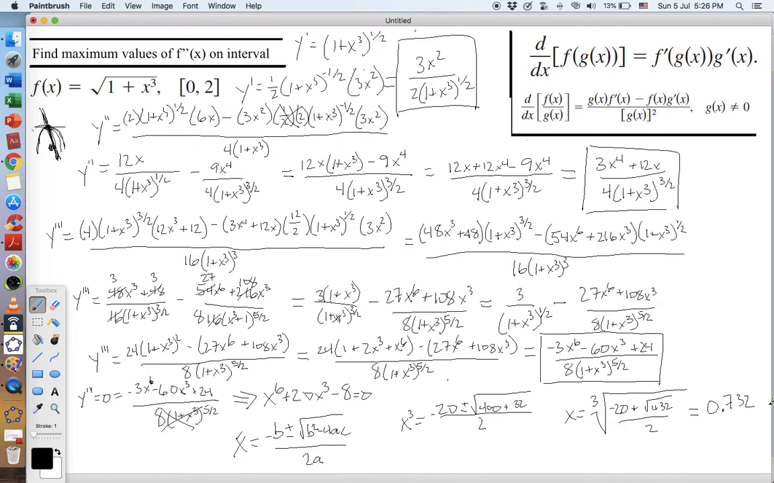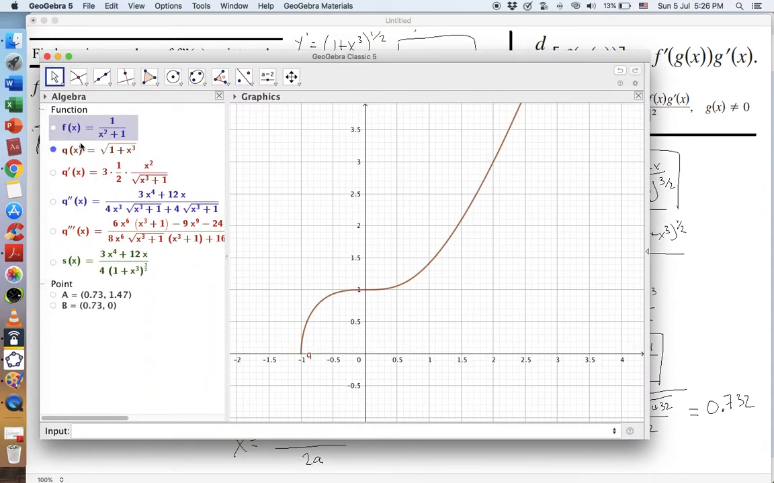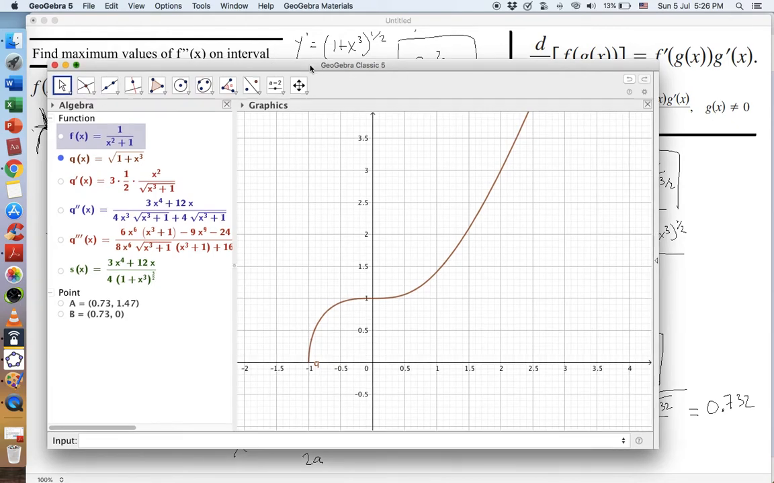All right, what does it all mean? That's a whole lot of numbers. What does it all mean? Well, let's look at it graphically here. And so our original function was just as such.